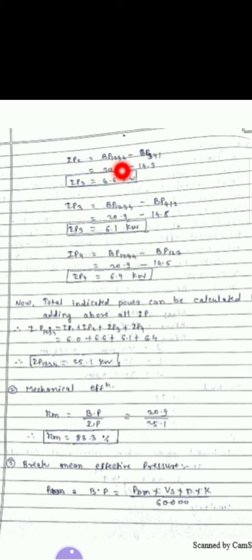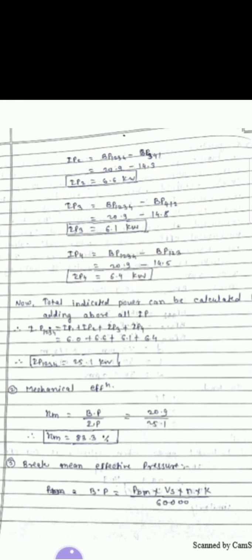So in this way we can find the indicated power of an individual cylinder. Indicated power of the first is 6.0 kilowatt. In the same manner we find the indicated power of the second, third and fourth cylinders. IP2 is brake power with all cylinders firing minus brake power when the second cylinder was inoperative. In this way we get IP2 as 6.6 kilowatt, IP3 as 6.1 kilowatt and IP4 as 6.4 kilowatt. So we get the individual indicated powers of all 4 cylinders.